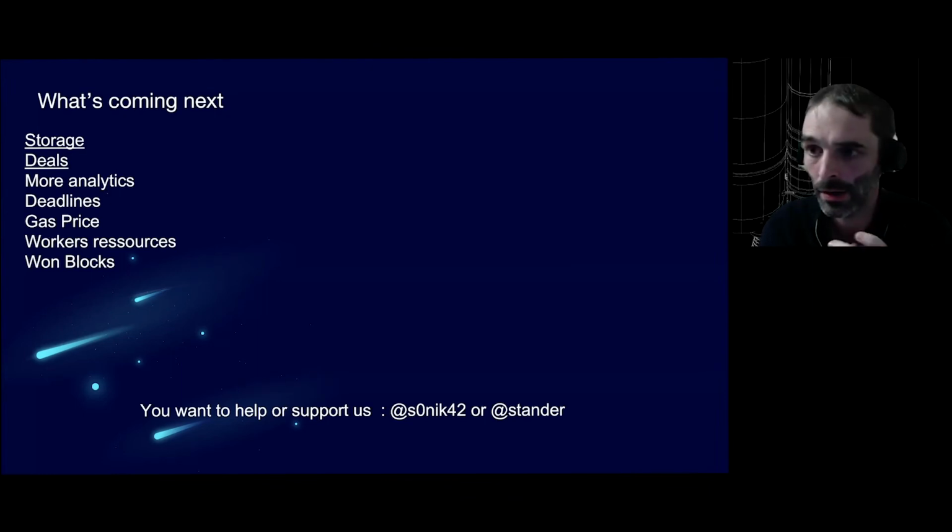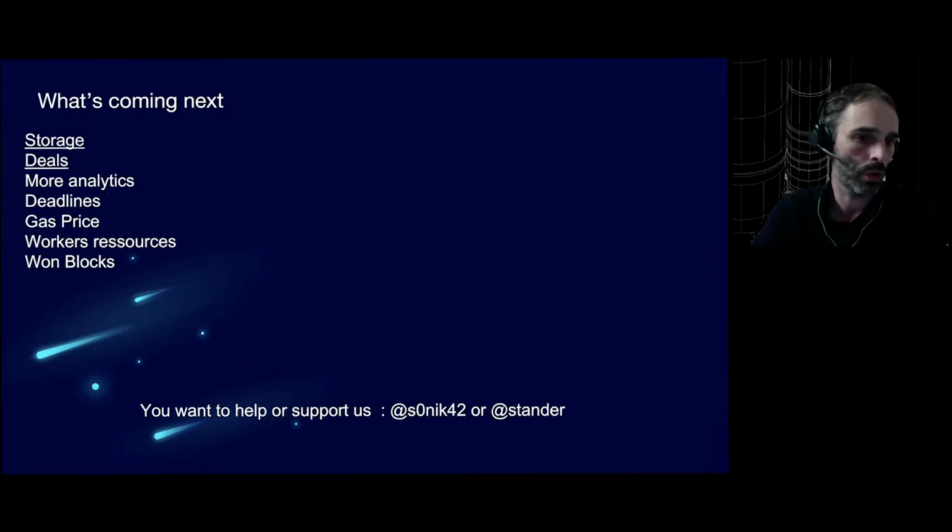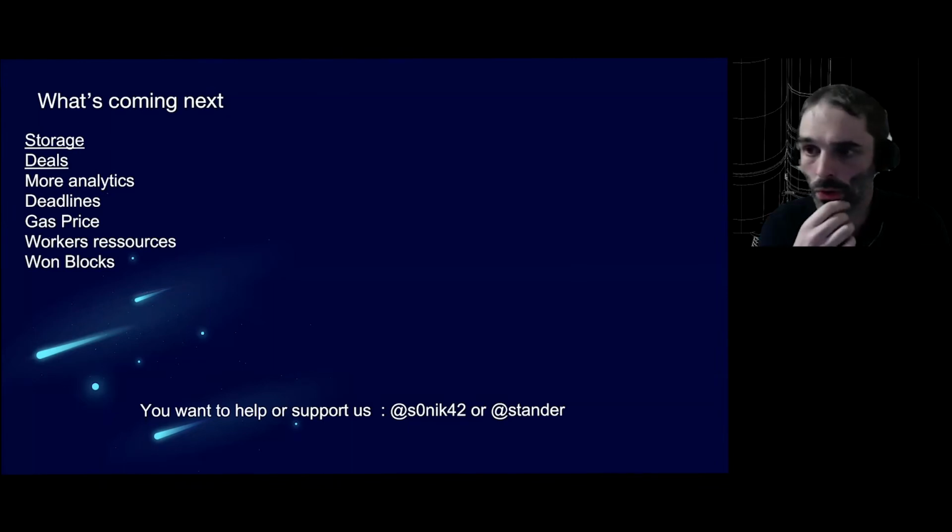Deadlines are coming next. They're already available in the exporter, so it's just a question of how I present the data. And useful information about the network, like the gas price, also the worker resources. We are not showing them here, but I used to leverage them through the different command lines, and I would like to get them available here. And the number of blocks, of course, we want. So if you want to help, you're more than welcome.